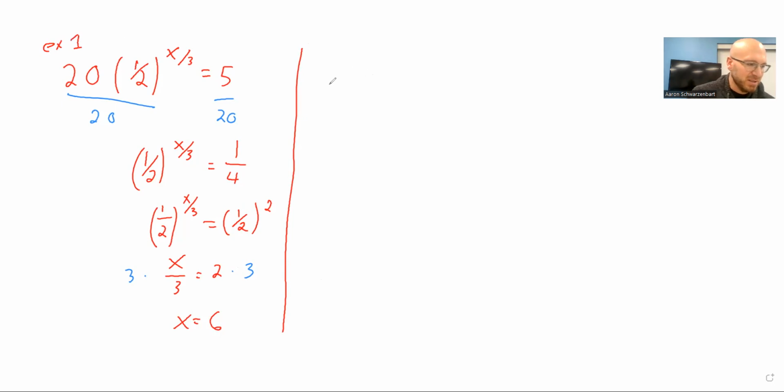Example 2 is going to involve a logarithm and a couple other things. So this is e to the power of x minus e to the negative x, over 2, equals 5. First thing I want to do here is move the 2, so multiply both sides by 2.